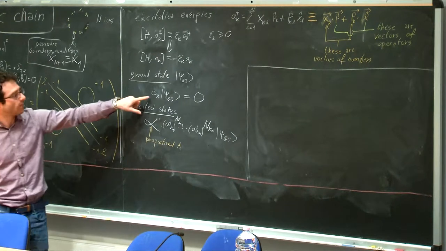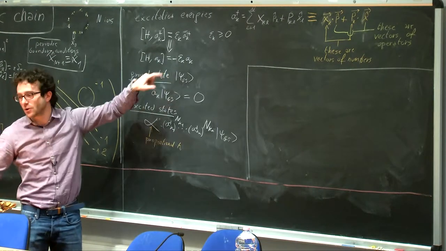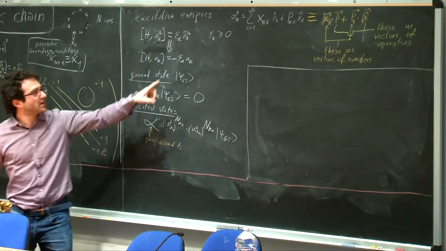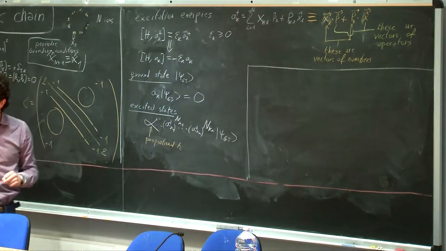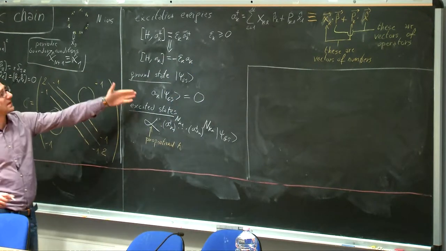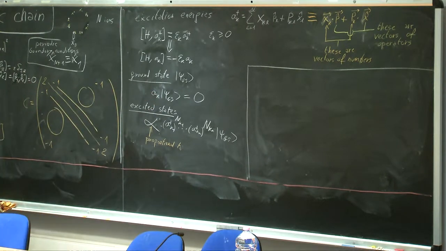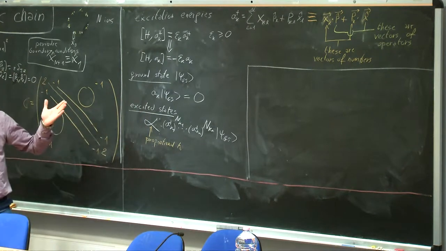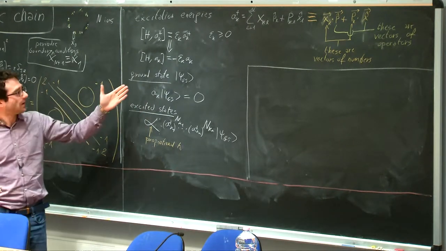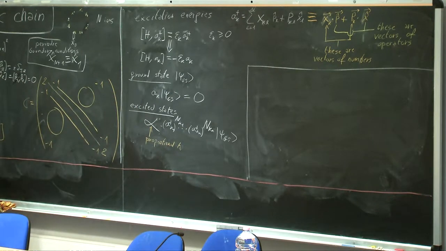Why? Because when you apply these operators to an excited state, you find that the energy becomes lower. And it's lower by epsilon k, which is by definition positive. So this means that the ground state is determined by this condition: it is annihilated by all these operators. But we don't only know what the ground state is, we can also construct the excited states. Yes?